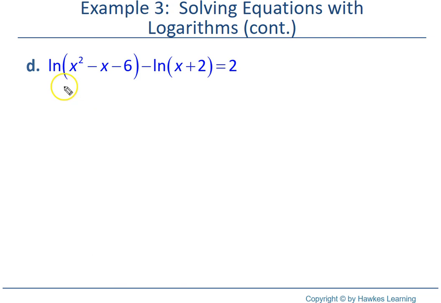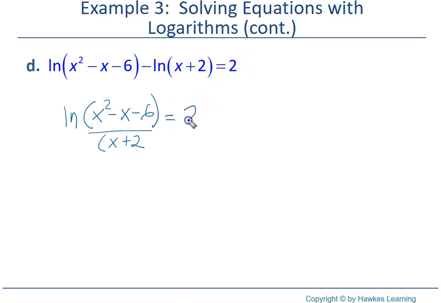Okay, so here we see we have natural logs, and this is the expanded form. So we have to put it in its condensed form, so it'll be natural log. Now this is going to be x squared minus x minus 6, and subtraction is converted to division by x plus 2. And then this equals 2.